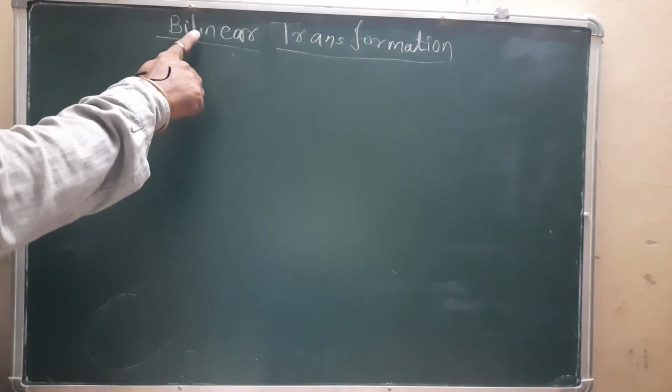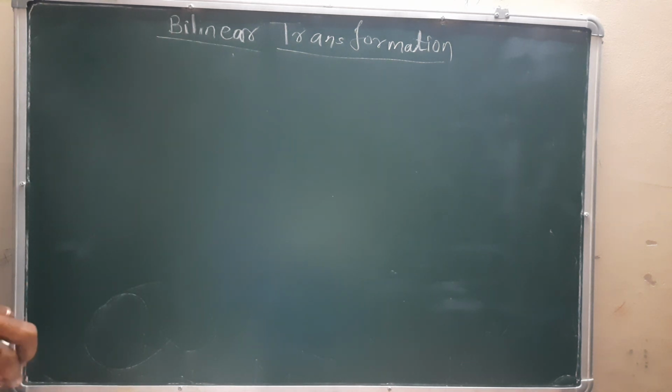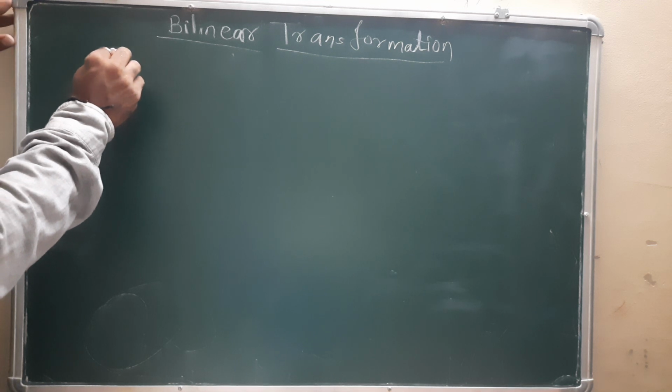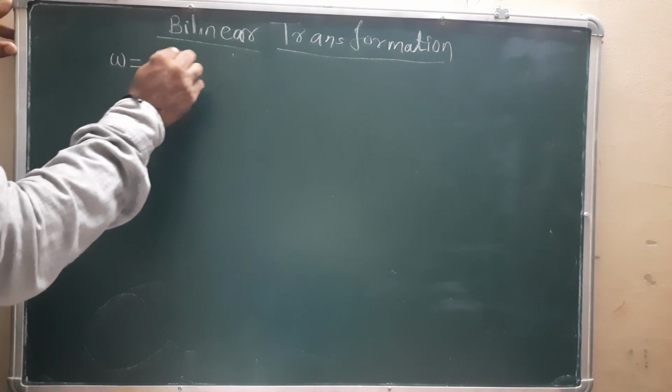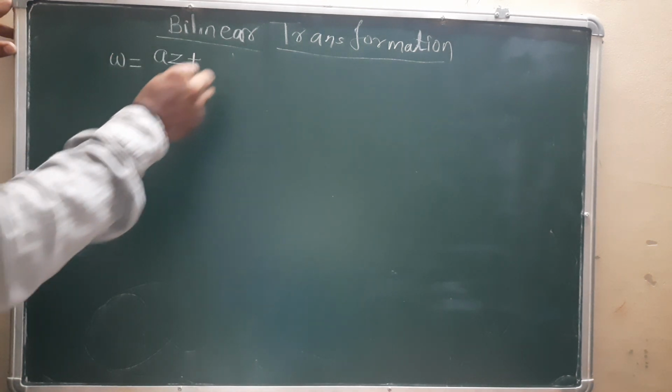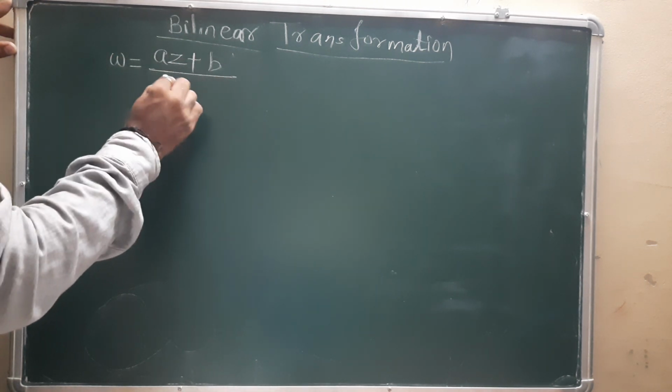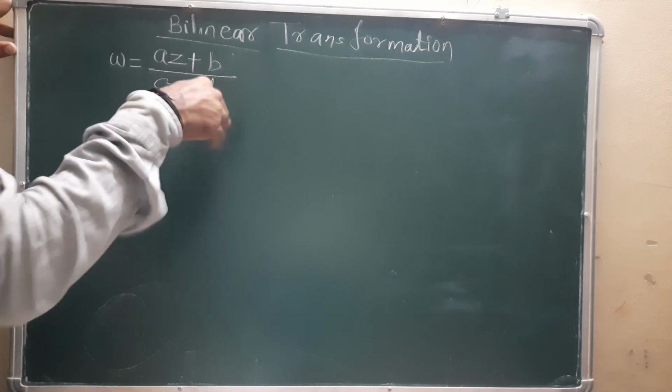Hello friends, now here we are discussing the point bilinear transformation. Now this is the heading under the functions of complex variable. The transformation of the form W is equal to AZ plus B upon CZ plus D.